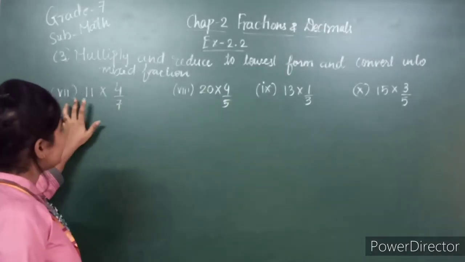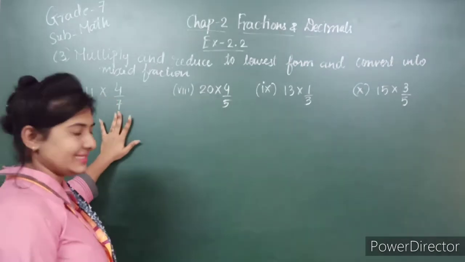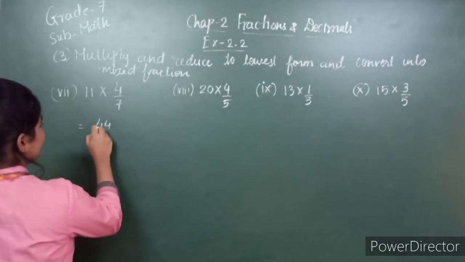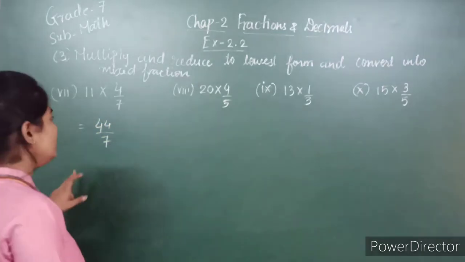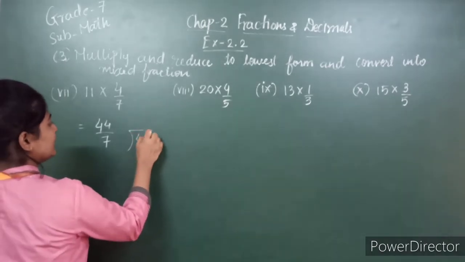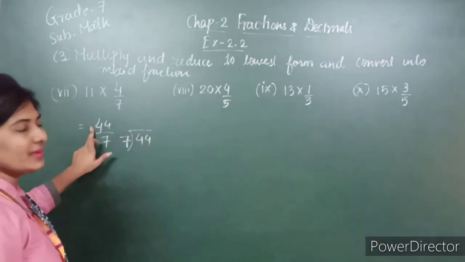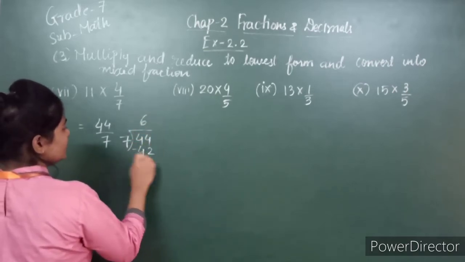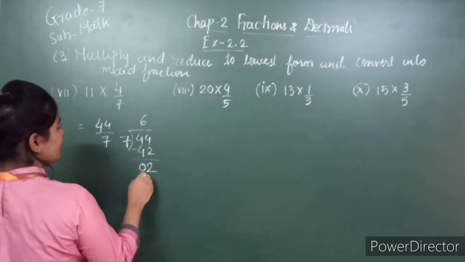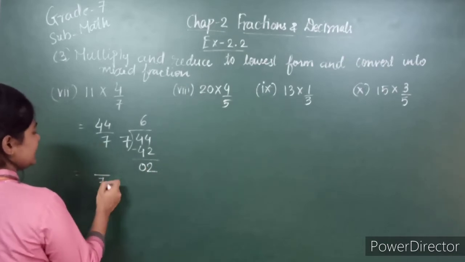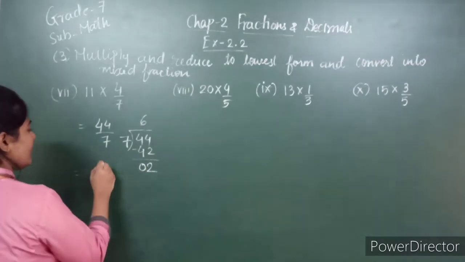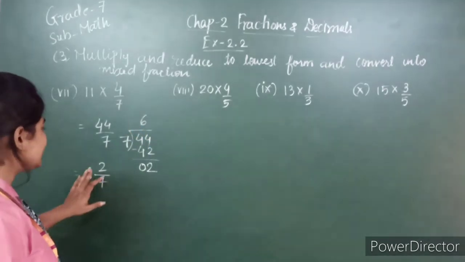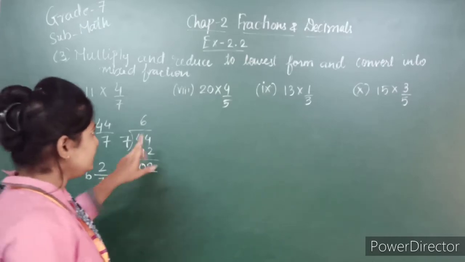Now coming to question number 7, 11 into 4 upon 7. So it is 11 4s are 44 upon 7. Now we have to convert this into mixed fraction form because the numerator is greater than the denominator. So 7 6s are 42. Here 2 is the remainder. Here we have to write 7 in the denominator. This remainder 2 we have to write on top, and this 6 we have to write at the side. So our answer is 6 2 by 7.